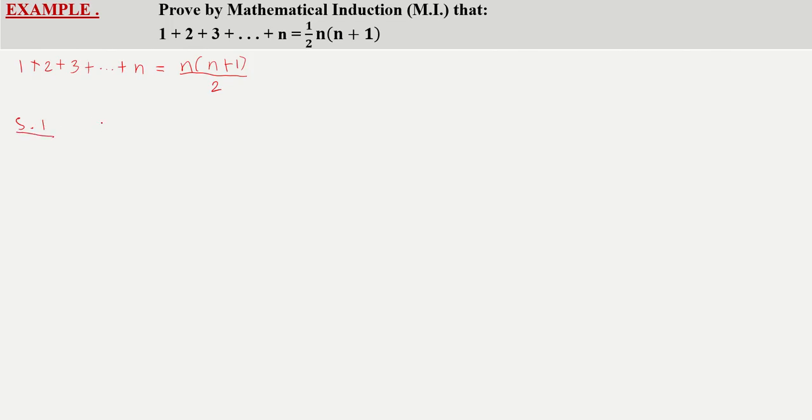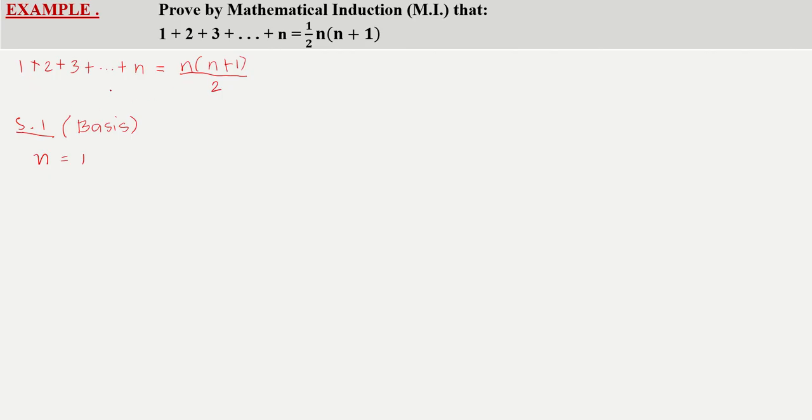For step 1, it is what we call the basis. How do we work on the basis? For step 1, we are going to let n be equal to 1, which means in our left side here, we have the value n. We are going to substitute n equal to 1. And as you can see here, in our first term, when n is equal to 1, the answer is 1 for the series.